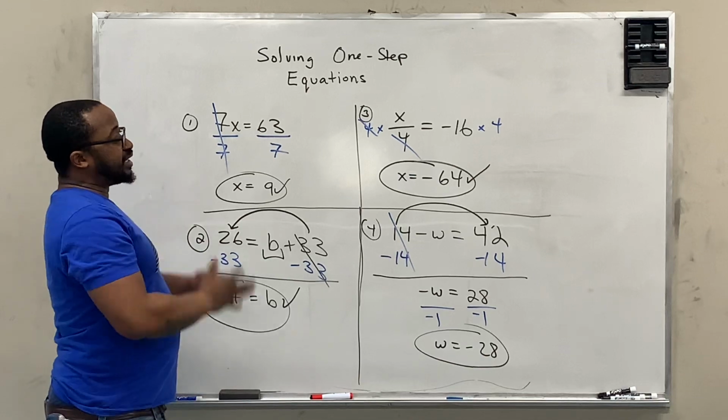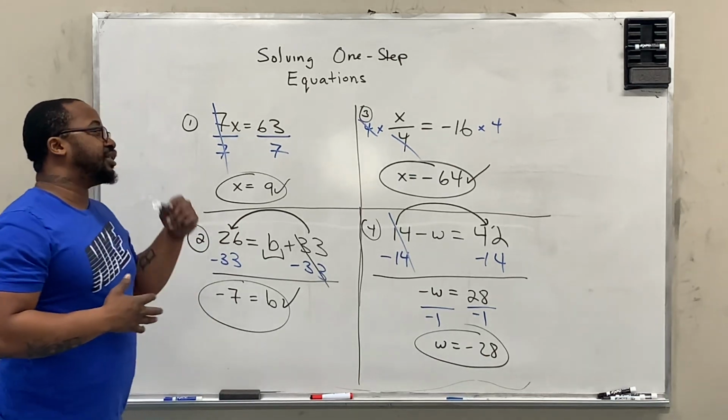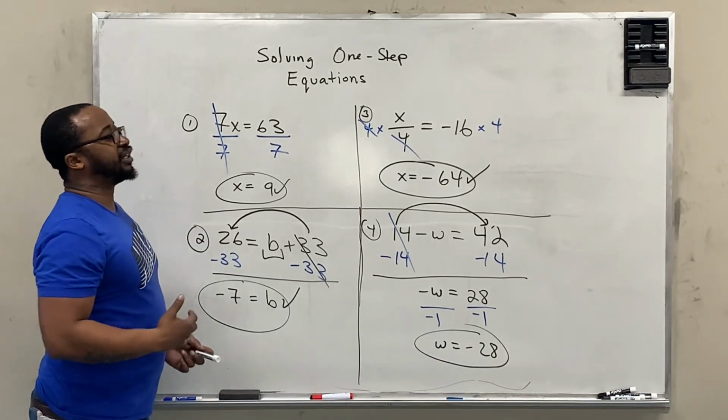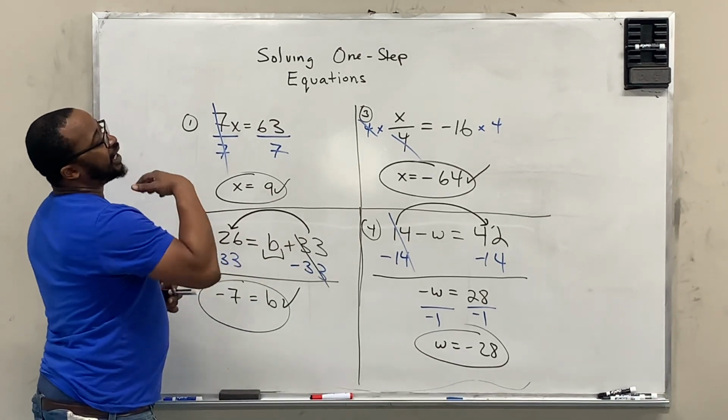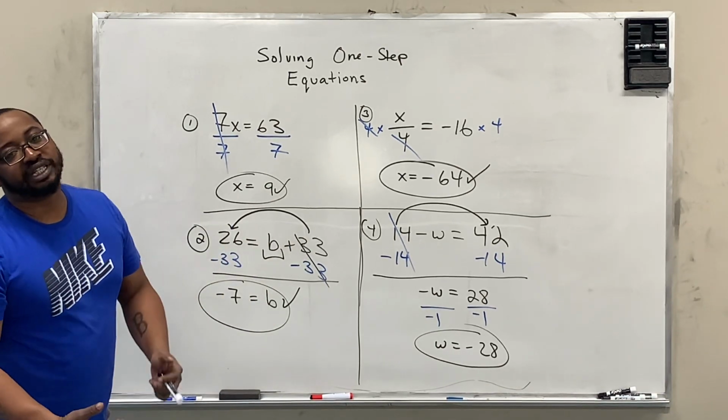I hope you guys understand this and see that first you're just determining what's the relationship between the variable and the numbers that are around it, and do the opposite of whatever that relationship is.